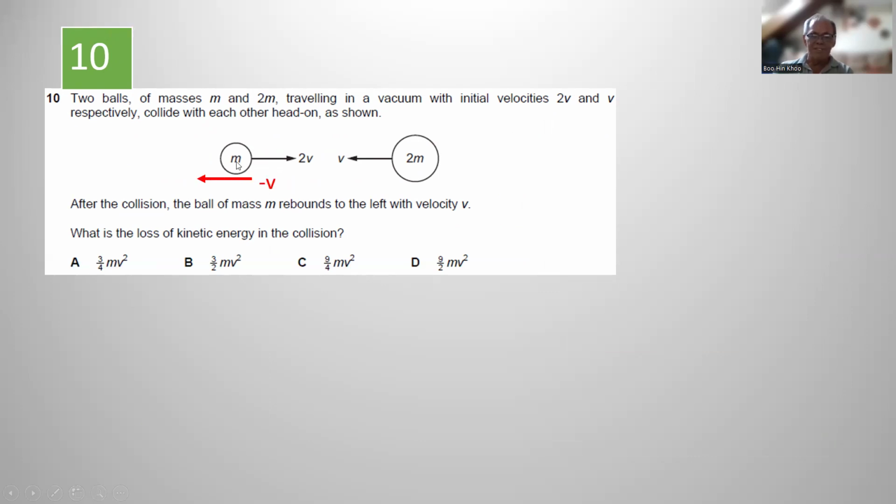Velocity is a vector. Momentum is a vector. So we choose the right as positive, so to the left is negative. We say it rebounds to the left. This one we are not sure, so we can take it as to the right. If we get negative, then it's to the left. So we call it w.